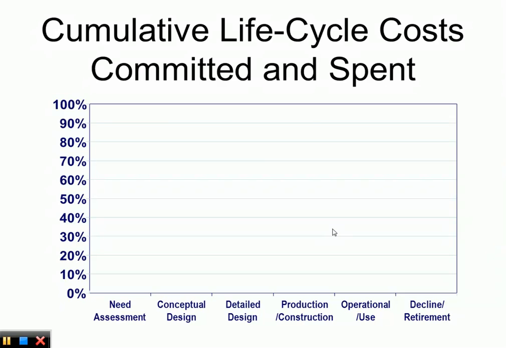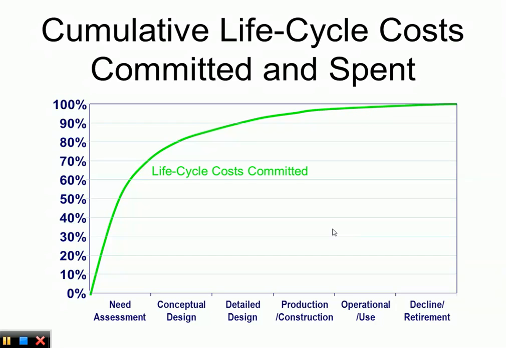Or use them. So now let's talk about cumulative life cycle cost, committed versus spent. You already saw what was happening. If we accumulate them, then this is what we will see. Very early on, starting even with needs assessment and conceptual design, we have a large percentage of life cycle cost committed, while the life cycle cost spent is really, really low at the beginning. So again, it is very important to think things through as early as possible and consider any changes in the design early on, so less of the life cycle costs have been committed.